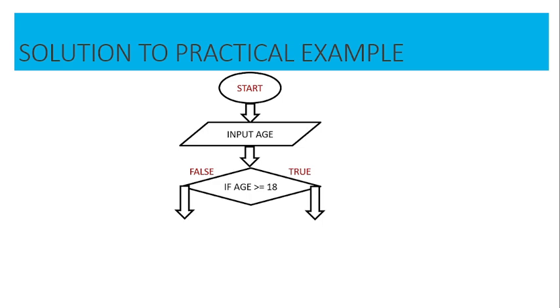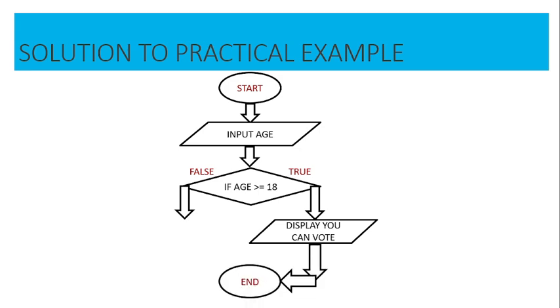If the condition is true, then you display you can vote. The display will be an output, so you see the parallelogram shape represents input and output. So display you can vote. After that the program ends. If the condition is false, then we display you can't vote. And also the program ends. This is the flowchart for the practical example.